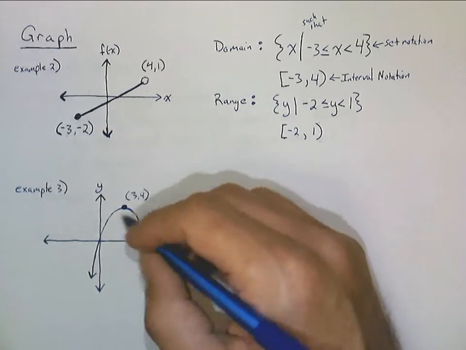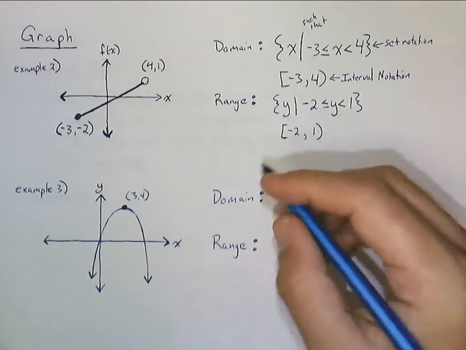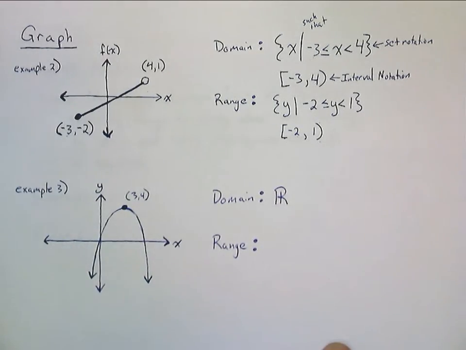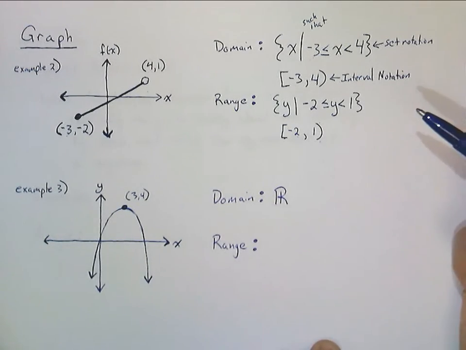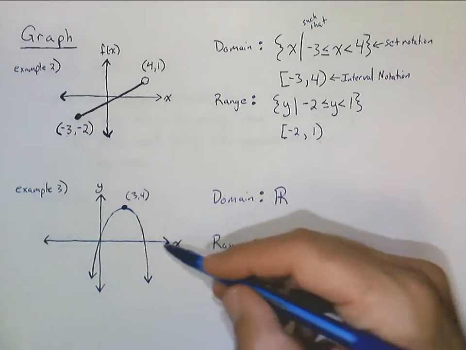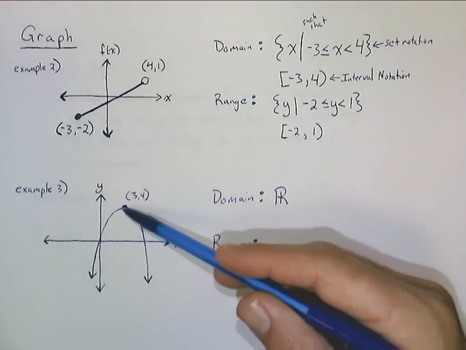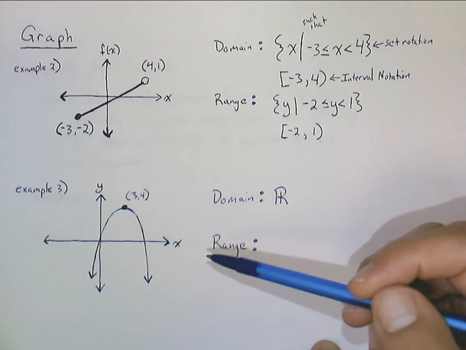And so for these types of graphs that we're seeing, and that's usually what we're going to be dealing with, the domain most commonly is going to be the set of all real numbers. So any x, the x can be any real number you want, anywhere along the real number line. Now the range, the y's, well, we see that the highest point we have is this point (3, 4). That's what we call the vertex of the parabola.